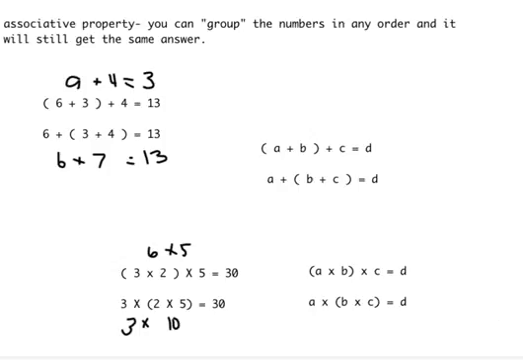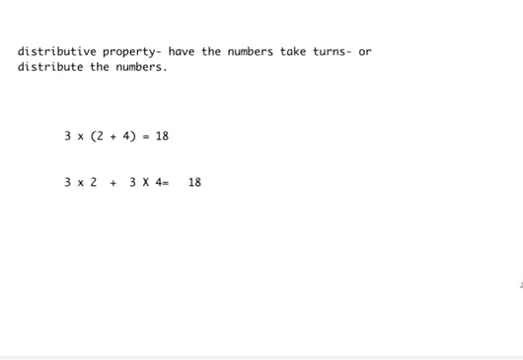Now, what if I have addition and multiplication in the same problem? We can use the distributive property. That means you have the numbers take turns, or distribute the numbers. So here my first problem is 3 times the quantity 2 plus 4. So I could do 2 plus 4 and get 6. And I could do 3 times 6 and get 18.